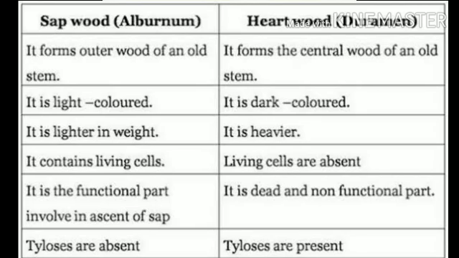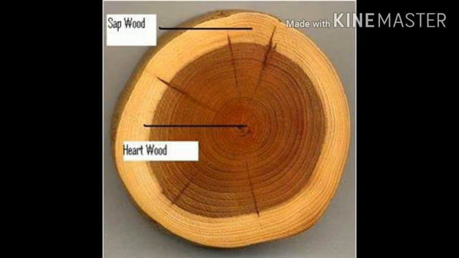So if we compare the differences, heartwood is the central portion of an old stem. However, sapwood is the peripheral portion of an old stem. And heartwood is known as duramen and sapwood is known as alburnum. Heartwood is darker in color, whereas sapwood is lighter in color.